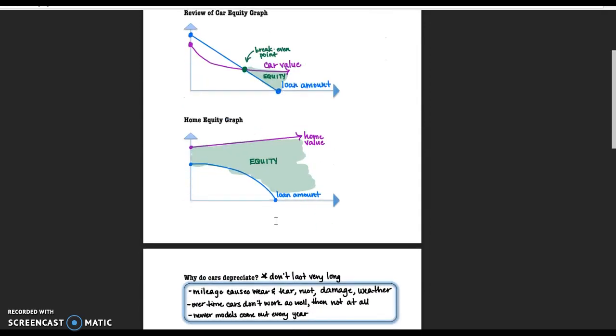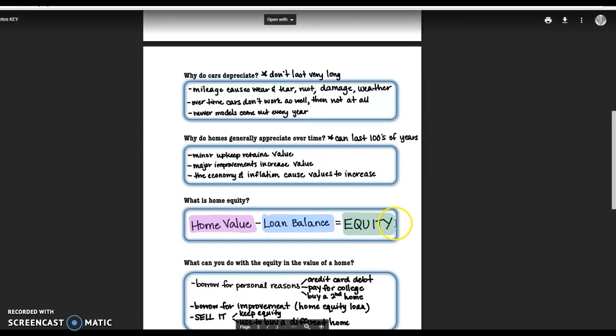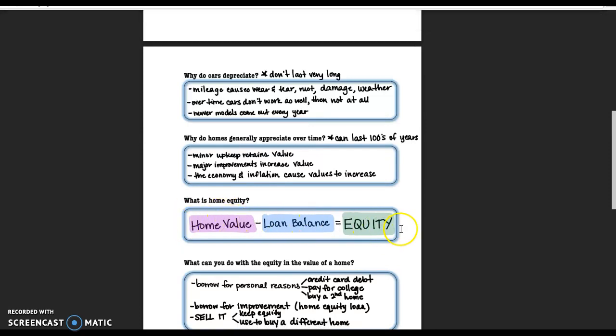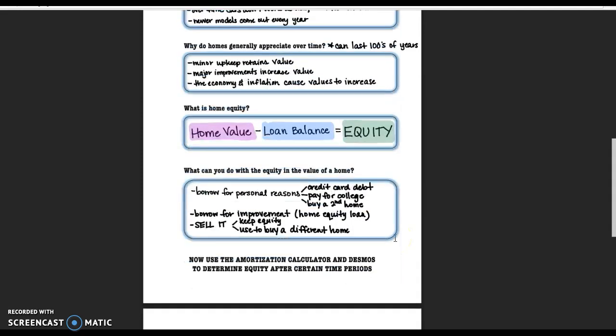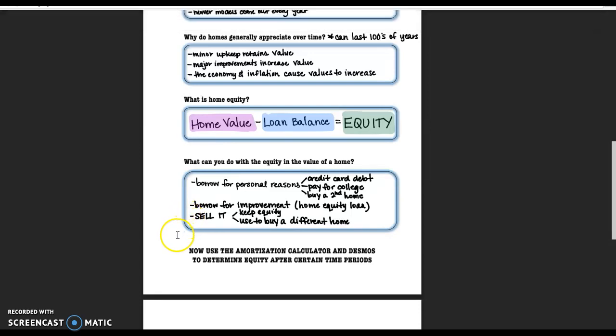So we talk a little bit about the reasons why cars depreciate and homes appreciate, and we revisit the equity equation, which is the value minus what you owe equals your equity. And we talk a little bit about what you can do with the equity in your home here. After that, I show them an example of finding equity at different points in time, and how we're going to do this basically in the activity the next day.